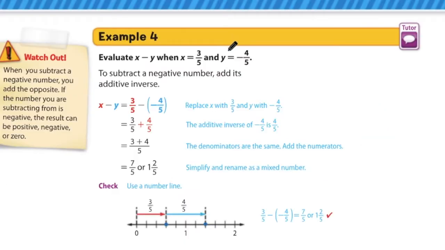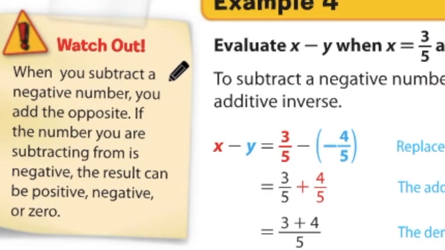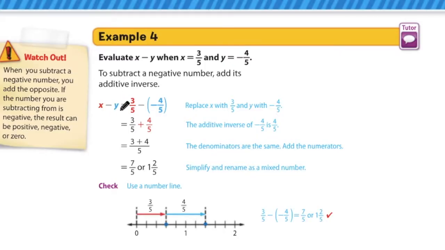Example 4 has you evaluating algebraic expressions that involve computations with fractions. So make sure to watch out for those negatives and pay attention to your rules for adding and subtracting fractions. So you have an example here of x minus y, 3/5 minus a negative 4/5. Don't forget that that double negative turns into a positive.